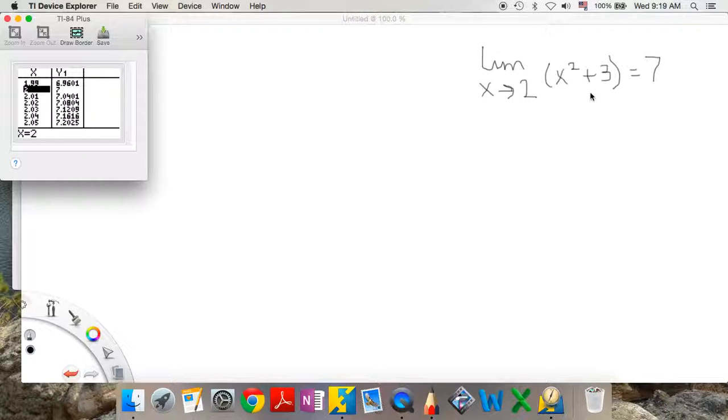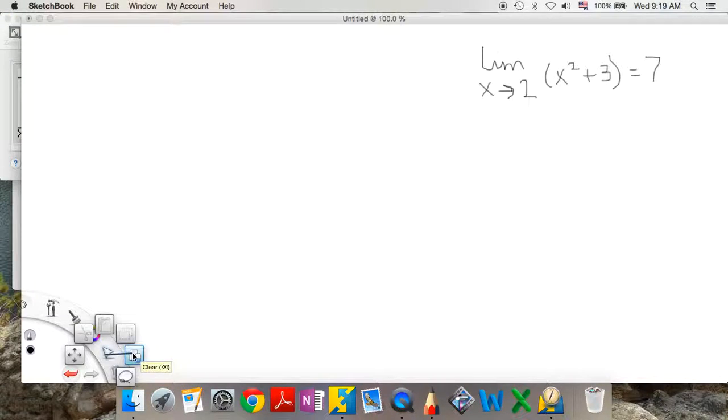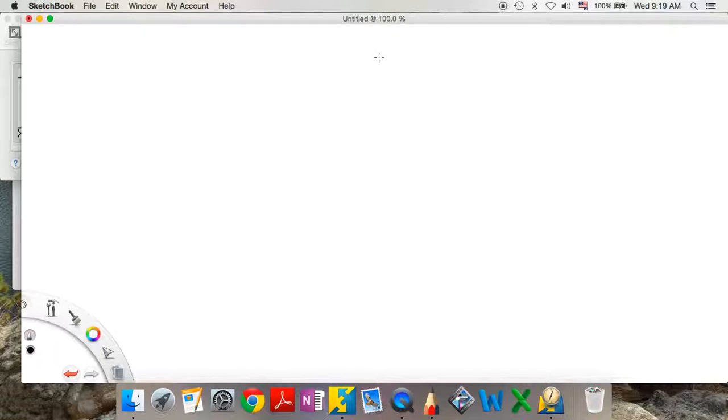Now sometimes this works perfectly, because it's a smooth continuous curve. But we're going to look at some examples where it doesn't always work like that, because most of the time limits aren't quite this simple. So let's look at another one. Let's say we have the limit as x goes to 1 of x squared minus 1 over x minus 1.